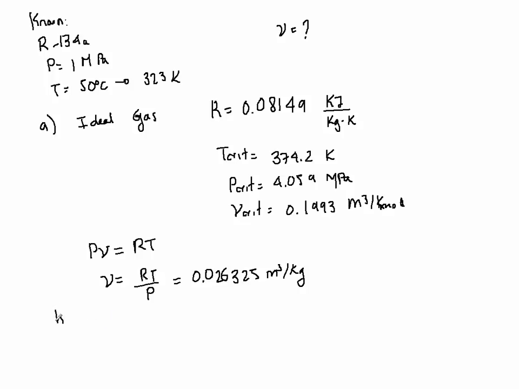Then the second choice is the compressibility chart. For that case, first we need to find the reduced pressure, which is equal to the value of the pressure that we have divided by the critical value. So it's going to be 1 megapascal divided by 4.059, and that gives us a reduced pressure of 0.246. We do the same thing for the value of the temperature, and that is going to give us 0.863. Now we're going to go to the compressibility chart.